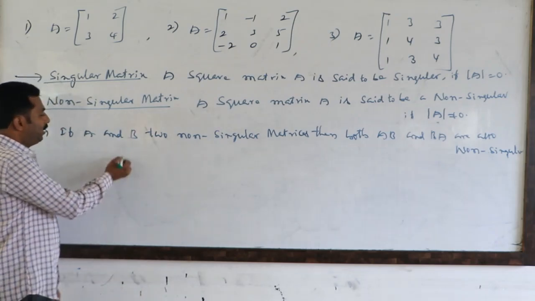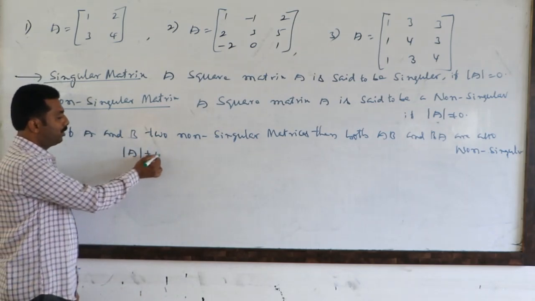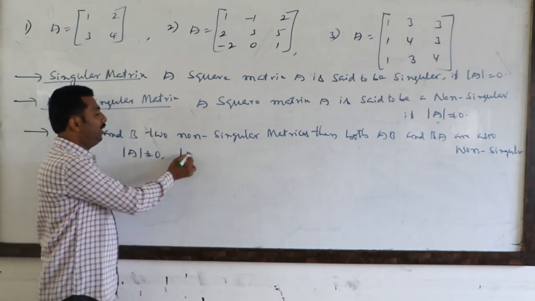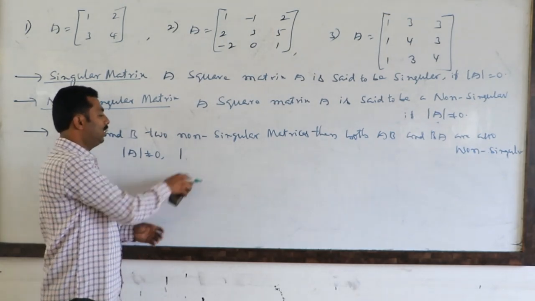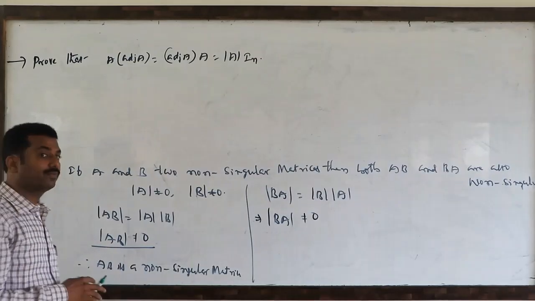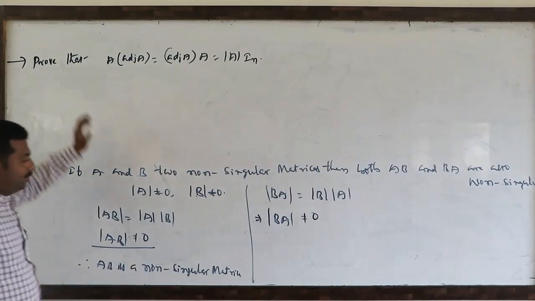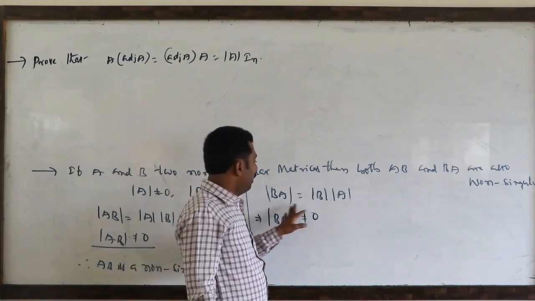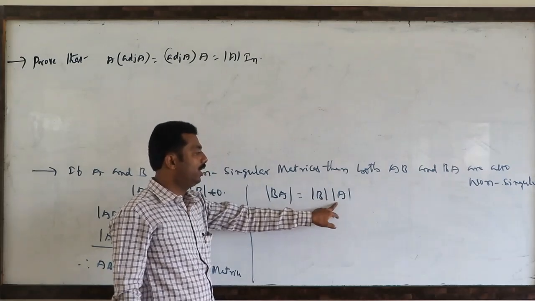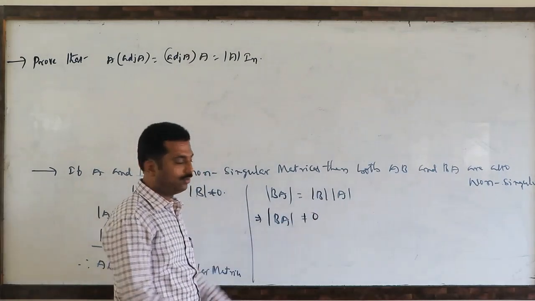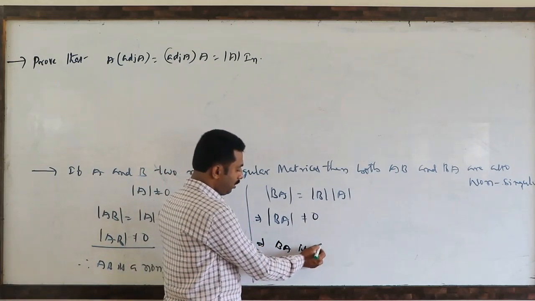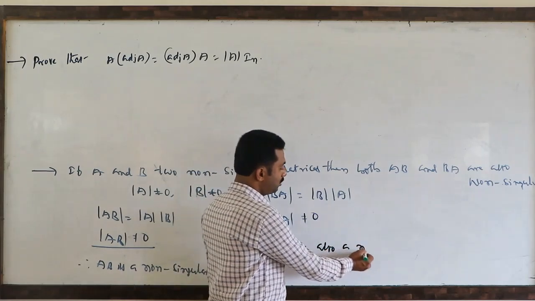So what is the given data? A is a non-singular matrix, meaning the determinant cannot be 0. The determinant of B, meaning B is also a non-singular matrix, means the determinant is not equal to 0. Okay, students, here the determinant of BA is the product of two non-zero elements, nothing but the value cannot be zero. So from this we can say that BA is also a non-singular matrix.